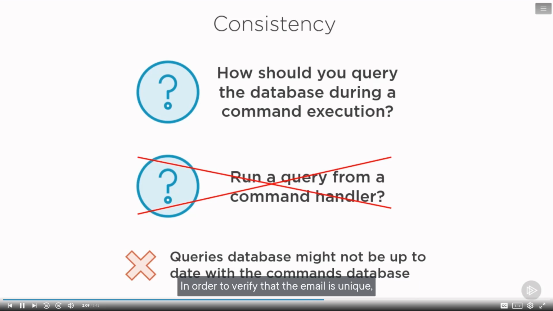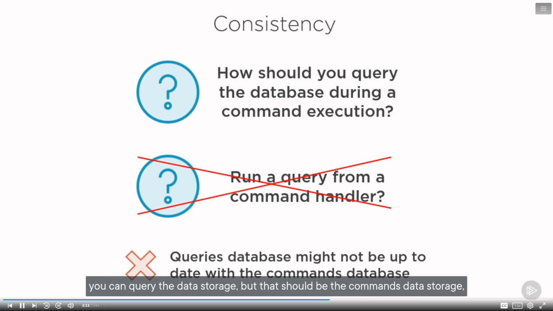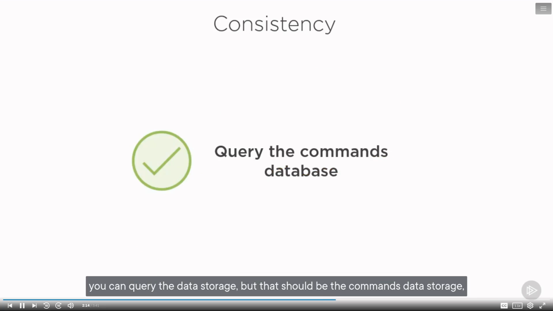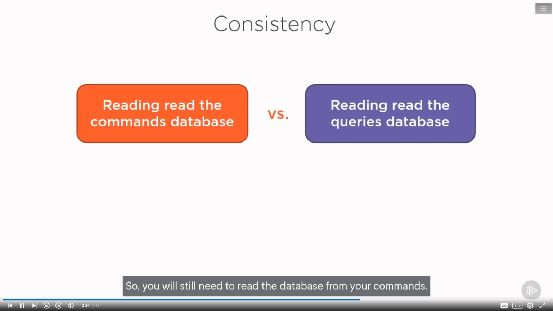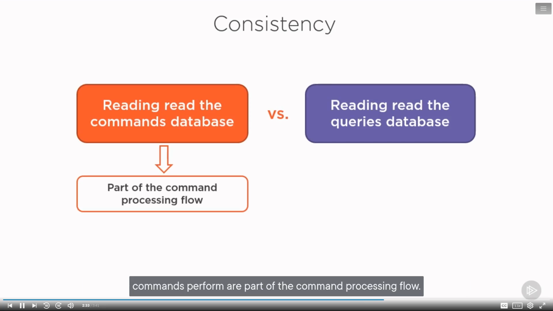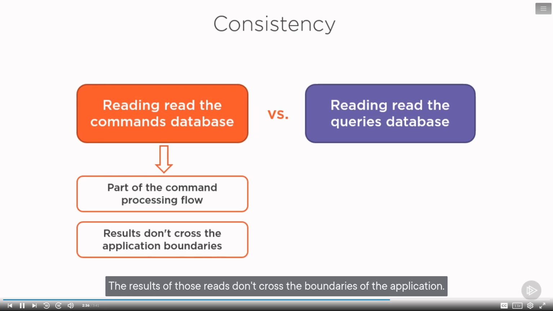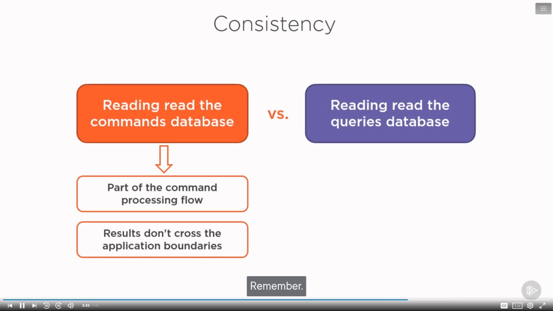In order to verify that the email is unique, you can query the data storage, but that should be the commands data storage because it's always up to date. Just use a regular repository or the unit-of-work class for that. So you will still need to read the database from your commands. The difference between such reads and what the queries do is that the reads the commands perform are part of the command processing flow. The results of those reads don't cross the boundaries of the application. In other words, they are not intended for the user.